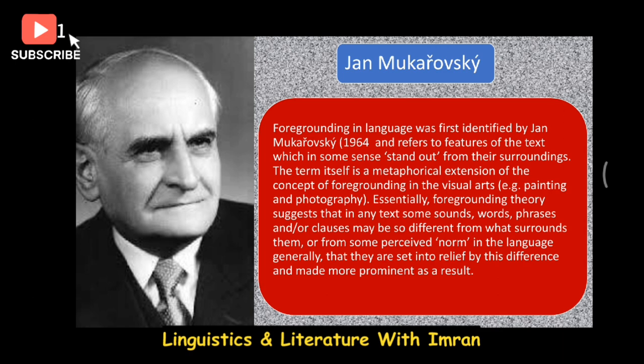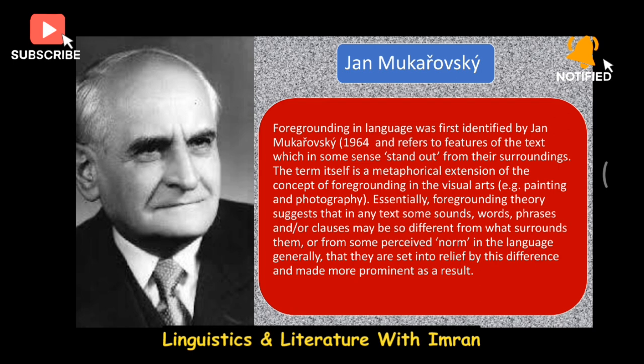So some of the features of a text, for example, sounds, words, phrases, clauses, they would violate the rules and they would stand out from their surroundings in order to make these certain features prominent. And they would have some important role. That's why they are made to stand out. That's why they are made prominent. That's why they are foregrounded, right?